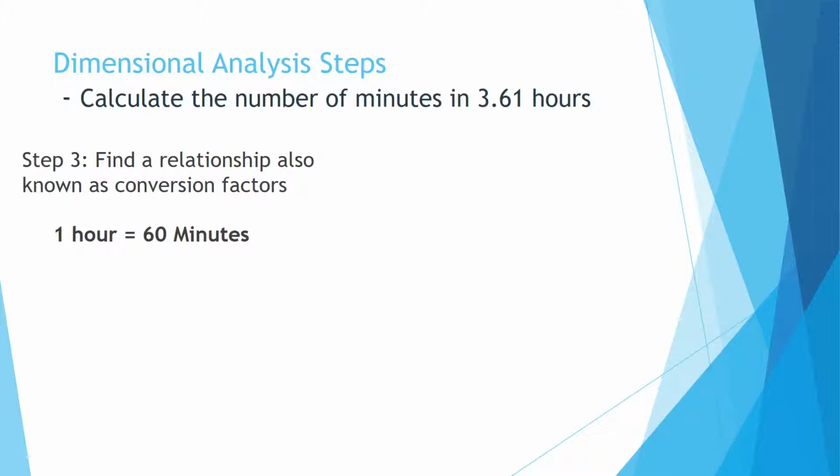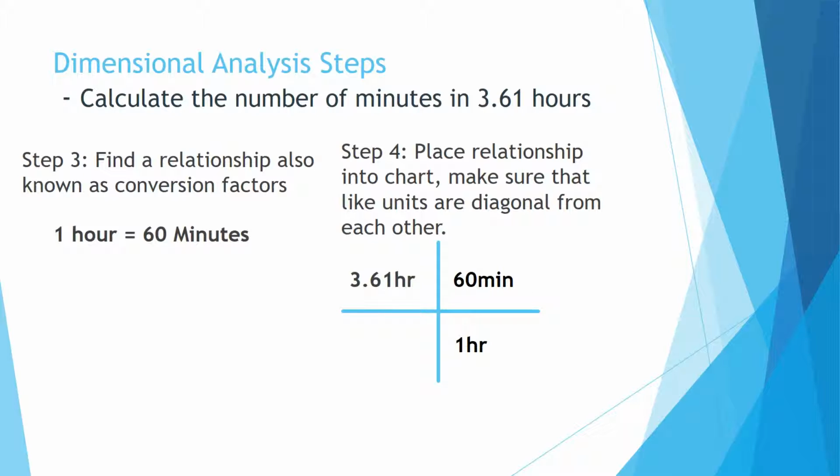So what do I do with this conversion factor? Well, I'm going to put it into my T-chart. I'm going to place it into my T-chart on that right-hand side. And how do I know which numbers go where? Well, it's a very simple principle that if you remember now, it will be the same throughout this entire section and the rest of the year. Like units will always be diagonal from each other. If you can remember that, you will be well off.